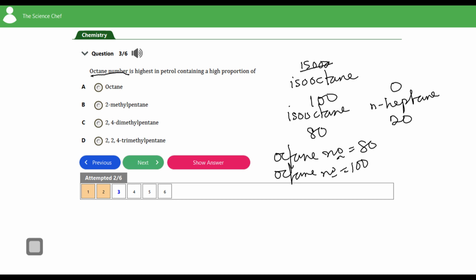In other words, it's purely isooctane, right? So that's why you are told in this question that octane number is highest in petrol containing a high proportion of, actually, 2,2,4 trimethylpentane. 1, 2, 3, 4, 5, that's pentane, right? 2,2,4. That's 2, 2, 3, 4.